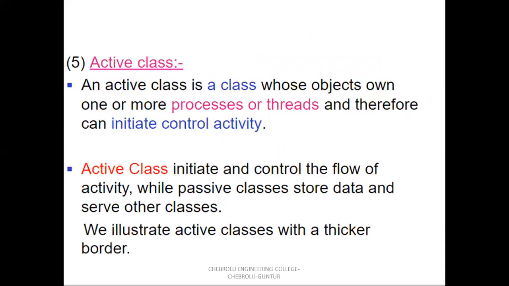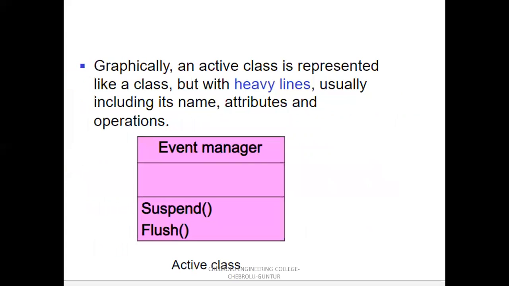The remaining three things, first one active class. An active class is a class whose objects own one or more processes or threads. Therefore it can initiate control activity. Active class initiates and controls the flow of activity, while passive classes store the data and serve other classes. We illustrate the active class with a thicker border. Graphically, an active class is represented by a class with heavy lines, usually including name, attributes, and operations.